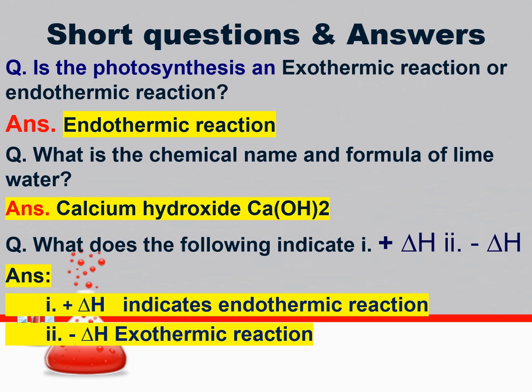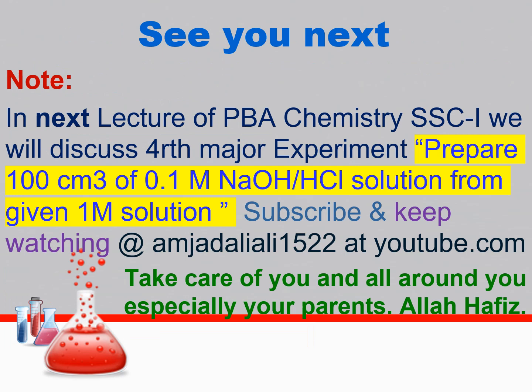Is photosynthesis an exothermic reaction or endothermic reaction? It is an endothermic reaction. What is the chemical name and formula of lime water? Calcium hydroxide, formula Ca(OH)2. What does the following indicate? Plus delta H indicates an endothermic reaction. Minus delta H indicates an exothermic reaction.